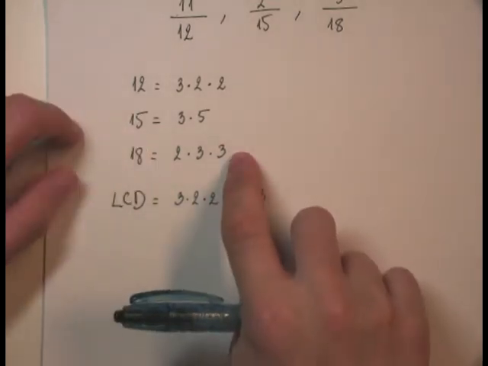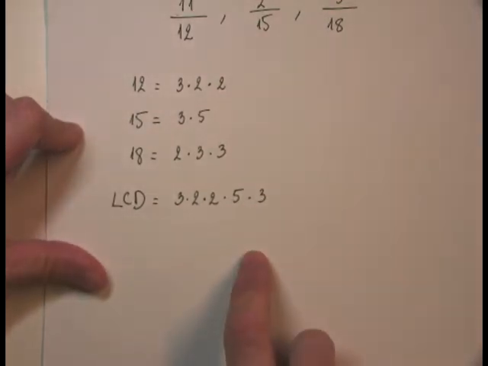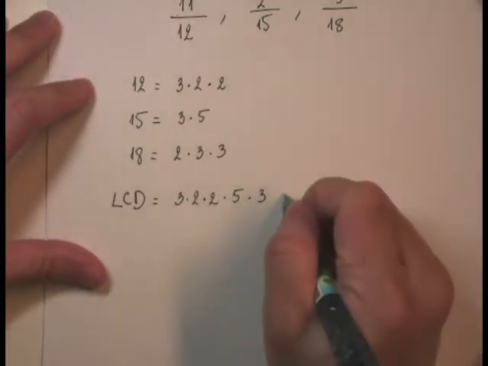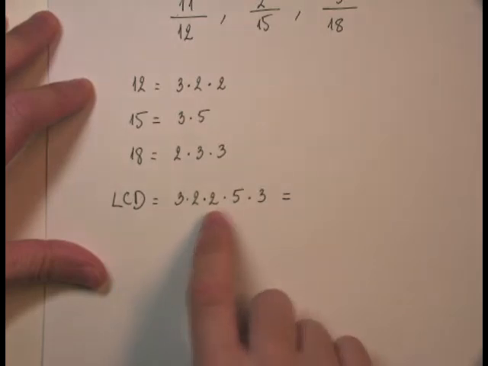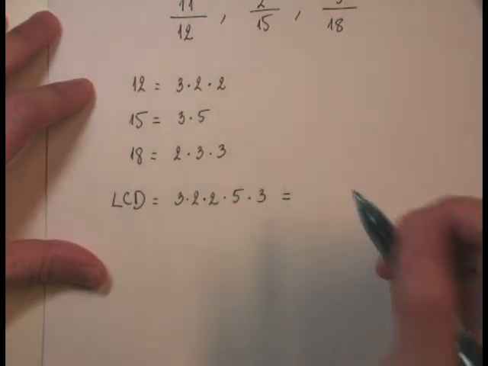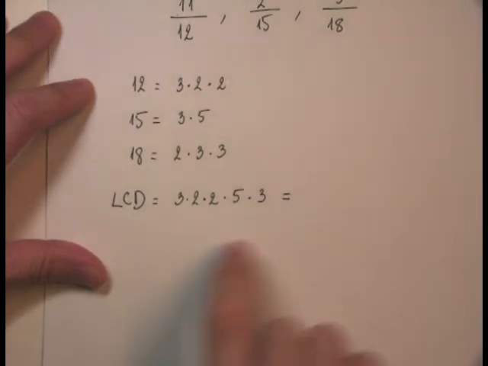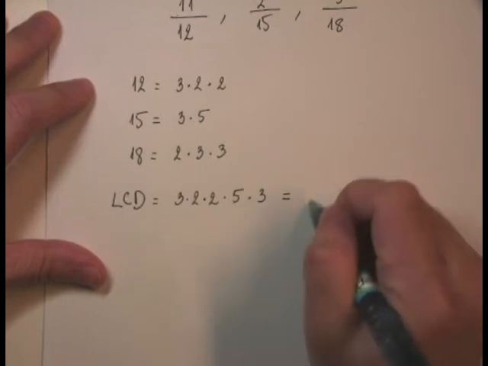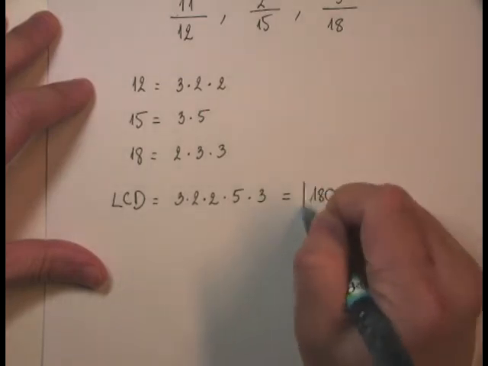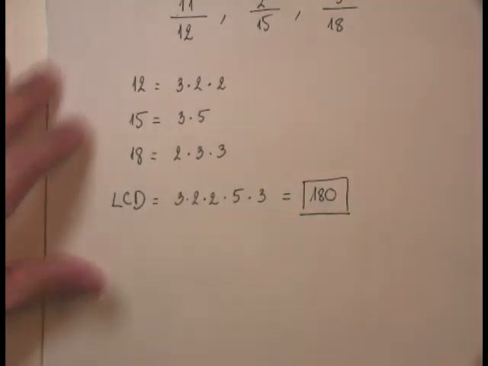And now, are there any more factors? Any more prime factors to multiply? No more. And so all we have to do now is simply multiply all these prime factors together, and that's how we get the LCD. So 2 times 5 is 10, times 3 is 30, times 6 is 180. All together, 180 is my final LCD.